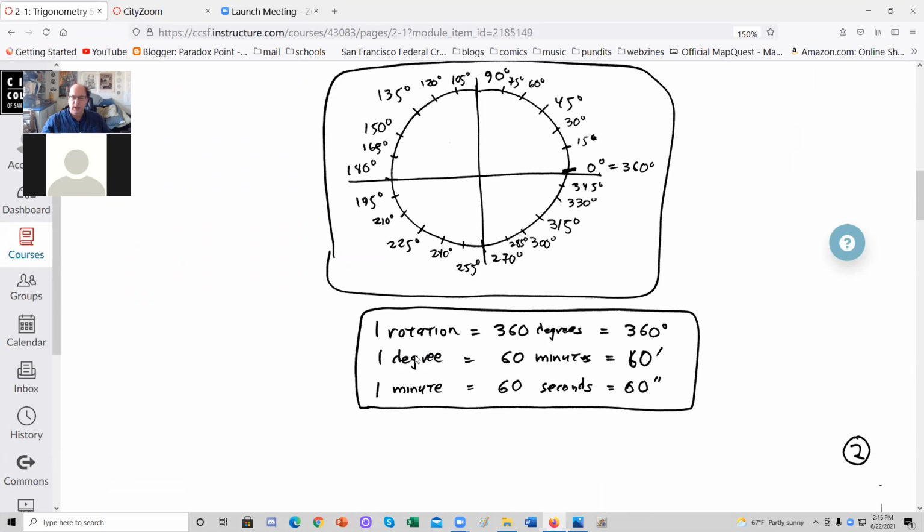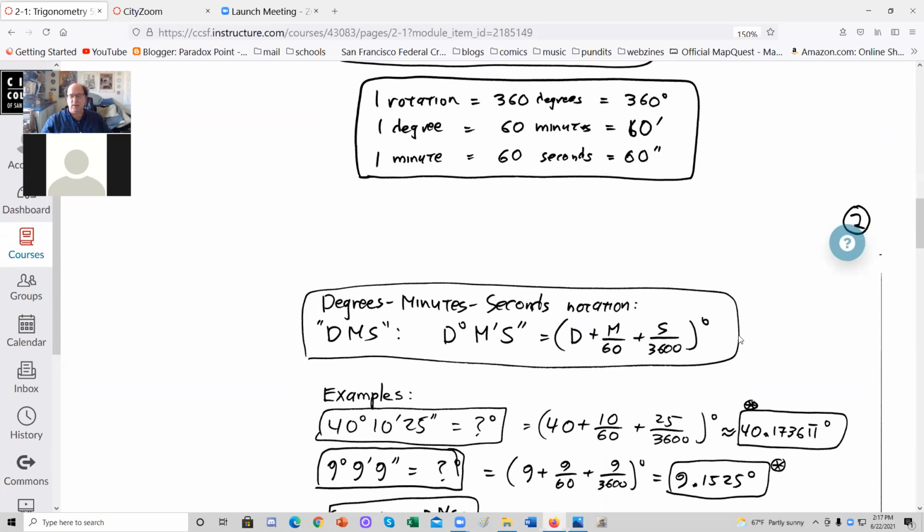A degree is 1/360th of a rotation. It's also denoted as 60 minutes, denoted by a slash mark. And 1 minute, a very tiny angle, is made of 60 seconds. A second is an even tinier angle, denoted by a double dash. So there's this thing called degree-minute-second notation.